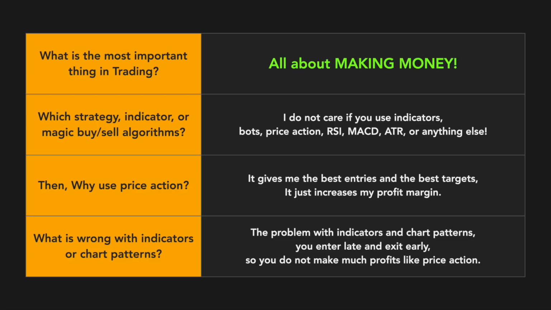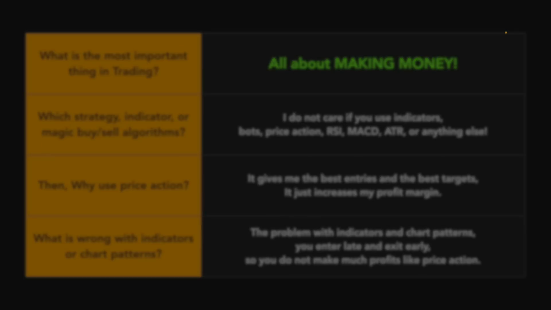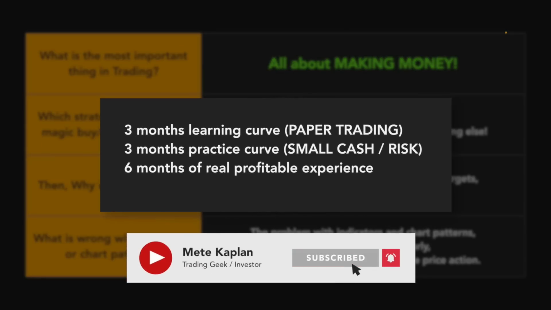Okay folks, another adventure ends here. As I mentioned before, 3 months of paper trading, 3 months of small amount of cash or risk, 6 months of profitable experience. This is how you are going to improve your day trading and scalping skills.